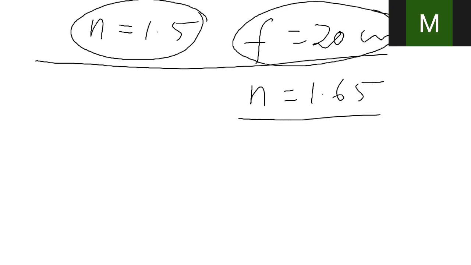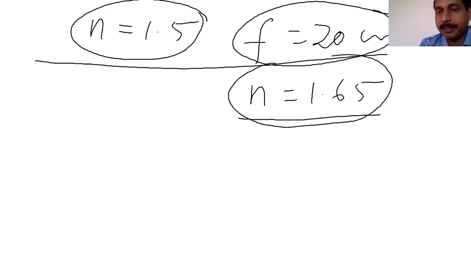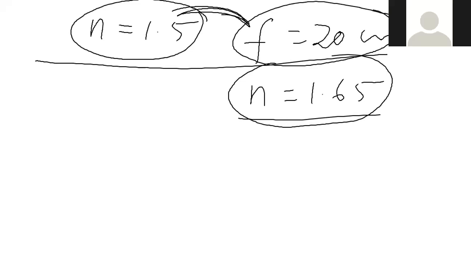They're asking what would be the focal length if you put this lens into another medium. Yes, we can use the lens maker's formula. The relation connecting refractive index and focal length, 1 by f, is the lens maker's formula.